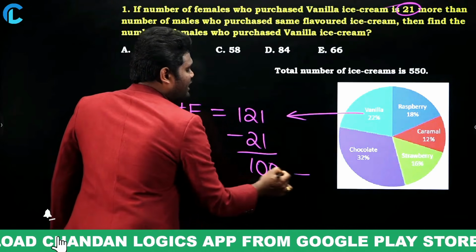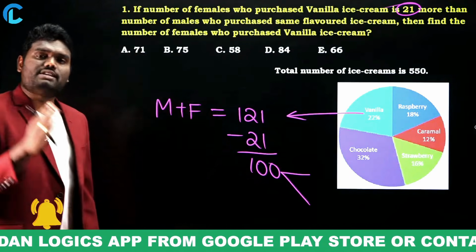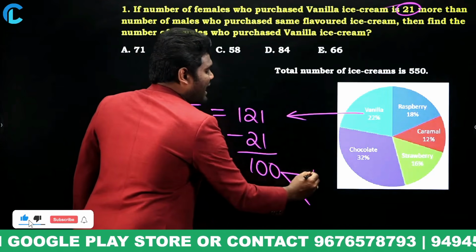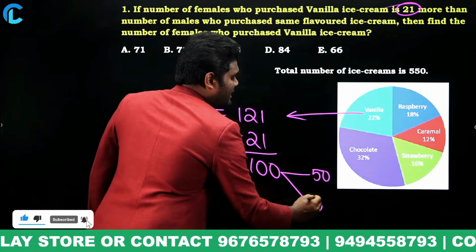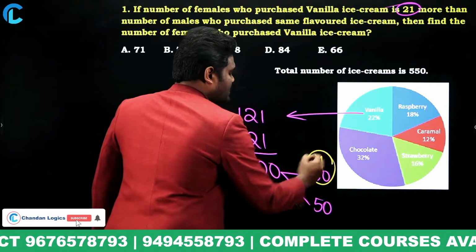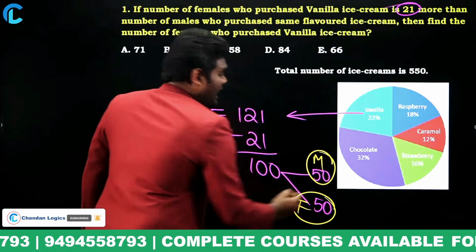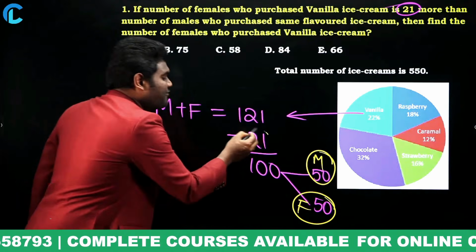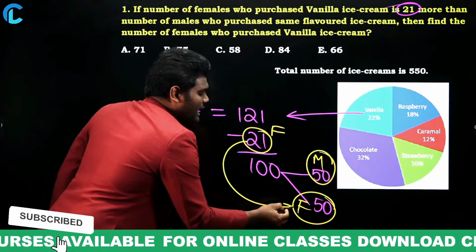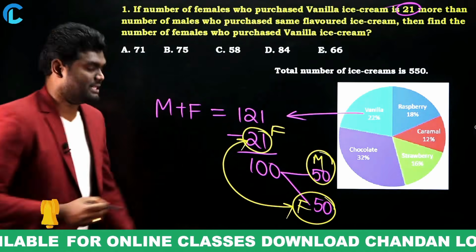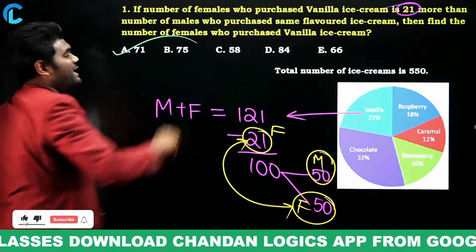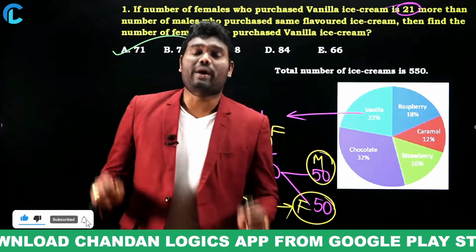Now this 100 should be distributed for males and females equally. Males and females equally means 100 divided by 2, what happened? 50. Yes or no? Now observe here, this 50 is for males, and this 50 is for females. In the question it is already said females will have 21 more. So the total number of ice creams with females is 50 plus 21, and the answer will be 71. Is that clear? Very simple question.